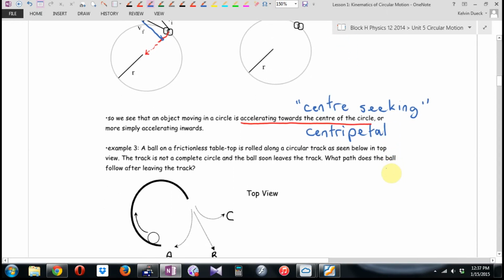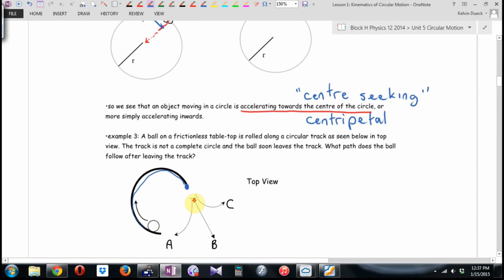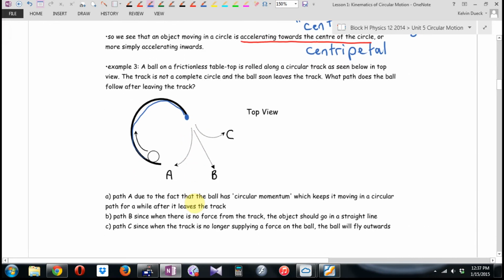Example 3. This is a top view. Suppose you had a ball on a frictionless tabletop and it's rolled along this circular track as shown. When it leaves the track right here, which path will it trace out? Path A, due to the fact that the ball has some circular momentum and it wants to keep going in a circle. Path B, since there is no force on the track when it leaves and the object should go in a straight line. Or path C, since when the track is no longer supplying a force, the ball will fly outwards.